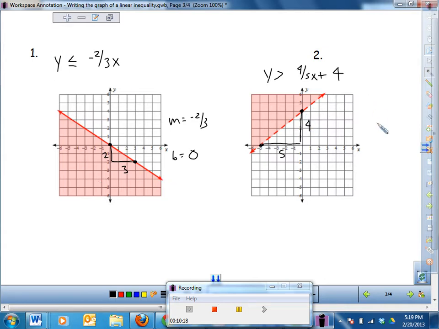This one, our y-intercept was 4. Our slope was positive 4/5. It was a dashed line, so we know it doesn't need to be the equal to, and it shaded above, so it needs to be a greater than.